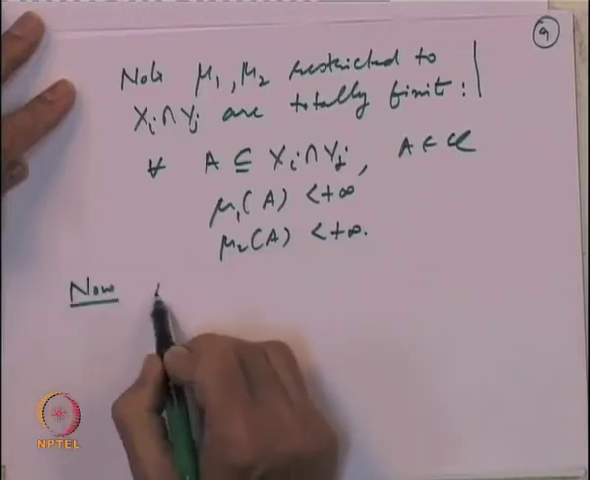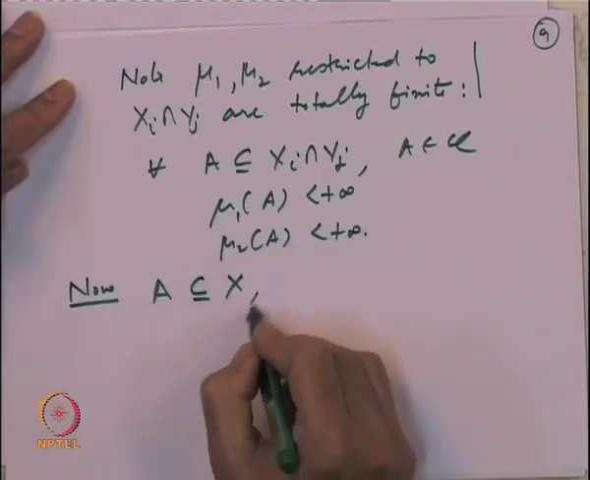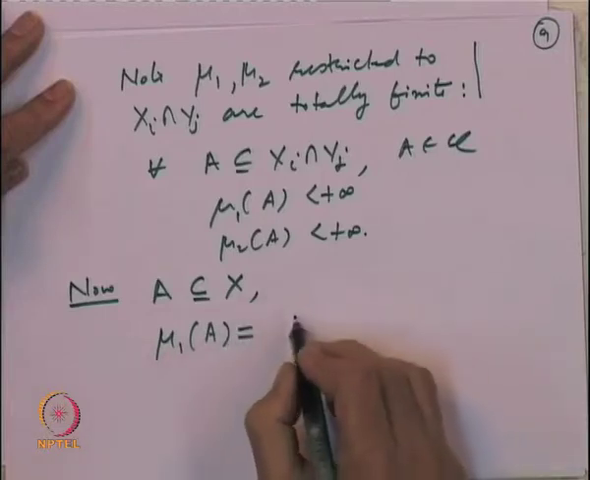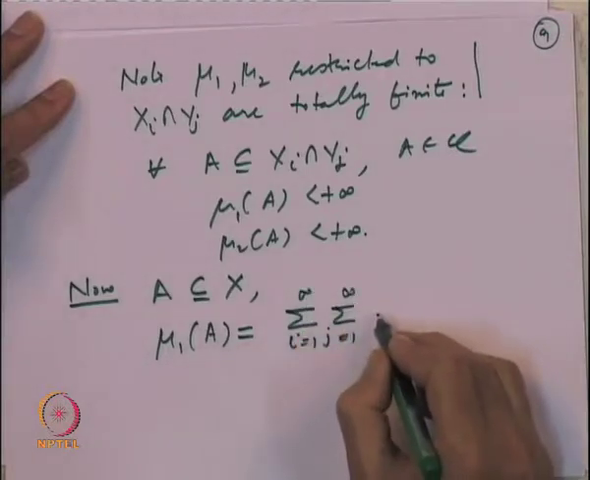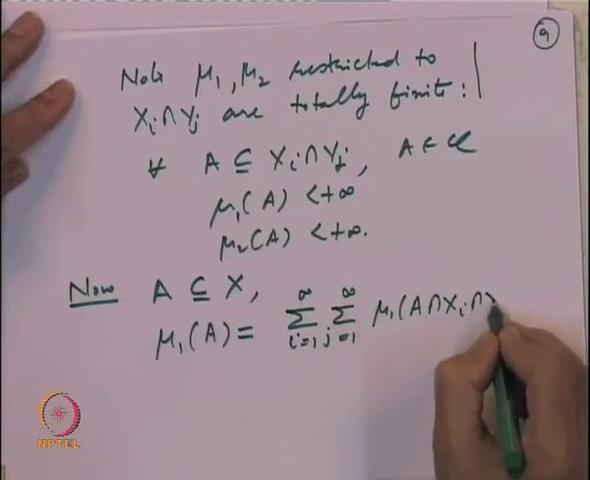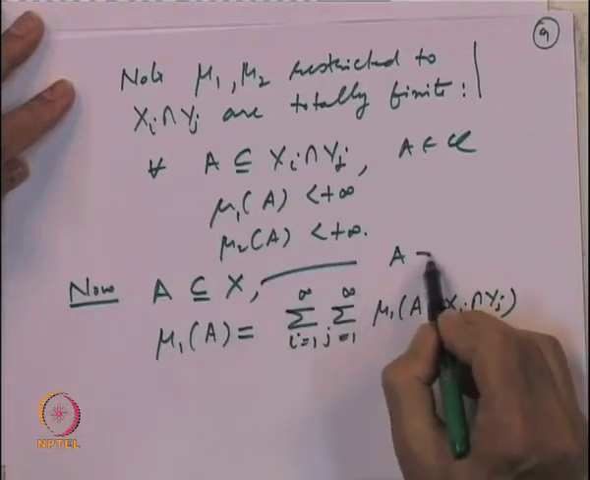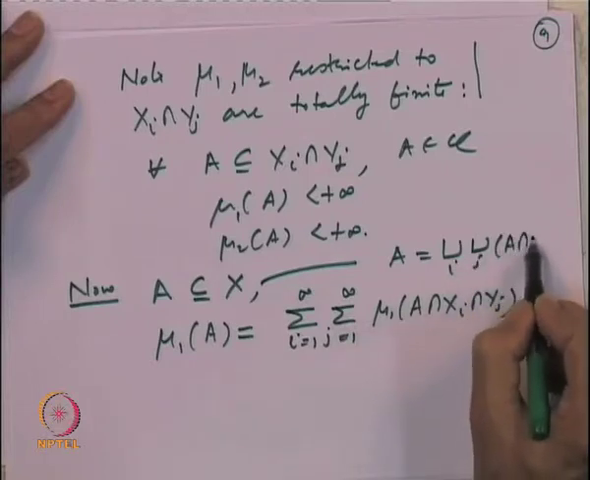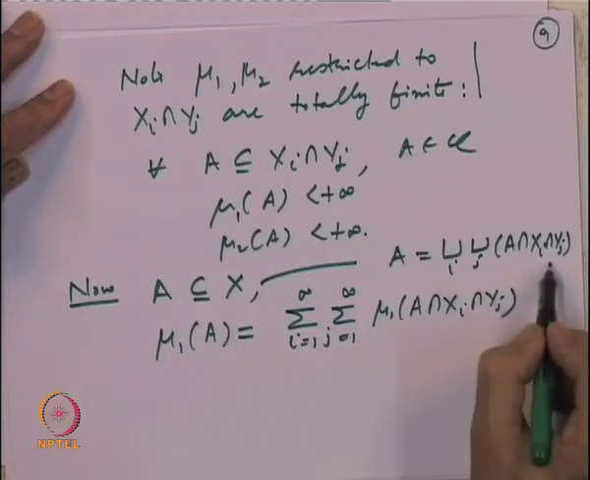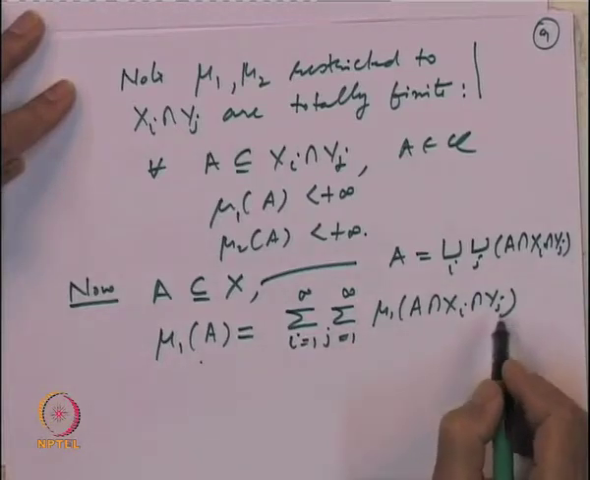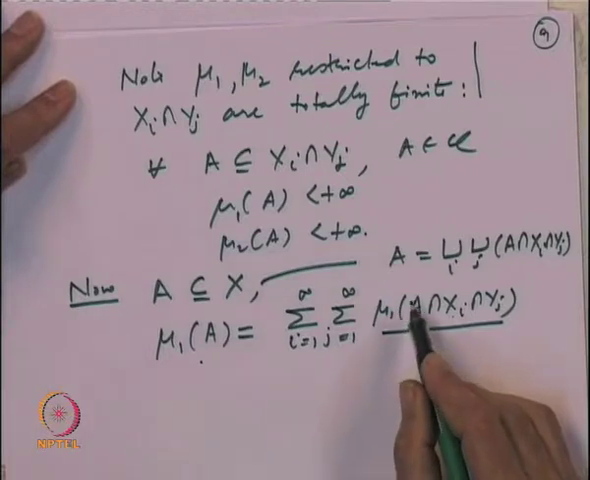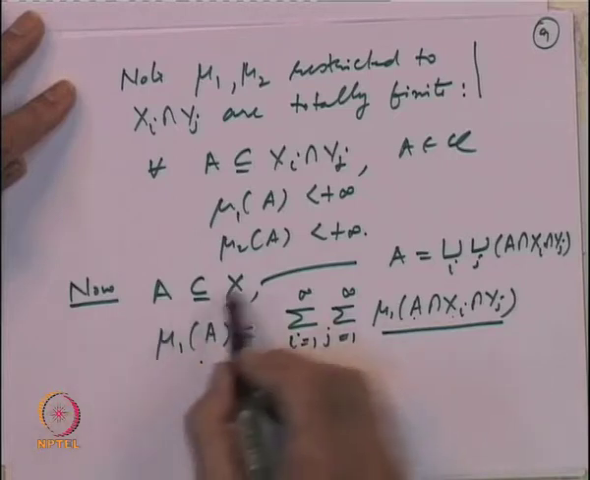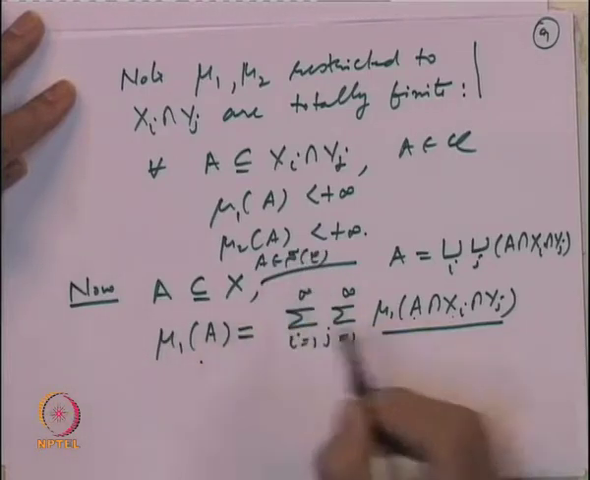So, now for any set A contained in X, mu 1 of A can be written as the summation over i, summation over j of mu 1 of A intersection x i intersection y j. That is because A is equal to the union over i, union over j of A intersection x i intersection y j. This is a countable disjoint union and mu 1 is a measure, so this must be true. And now, note that this A intersection is a set in x i intersection y j, where mu 1 is finite, and there we know that the statement is true. Here A is contained in X, of course A belonging to S of C. So, the statement is true.